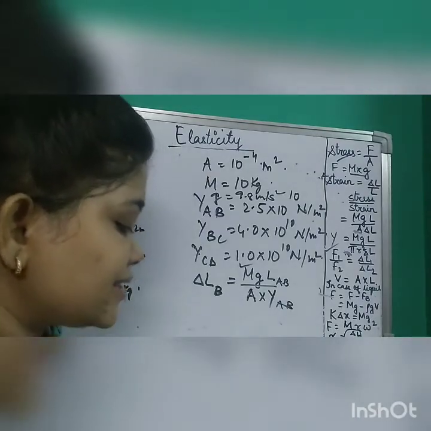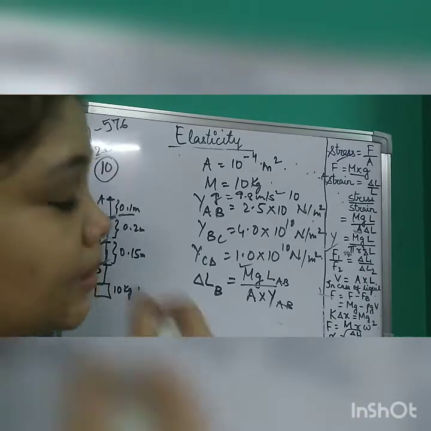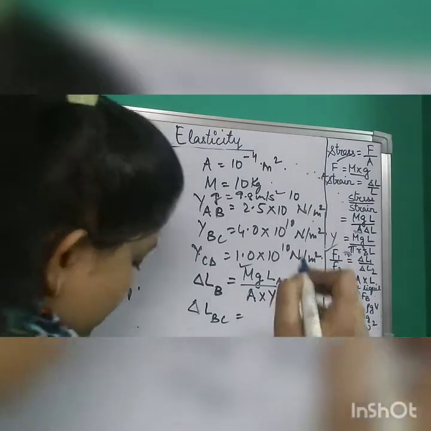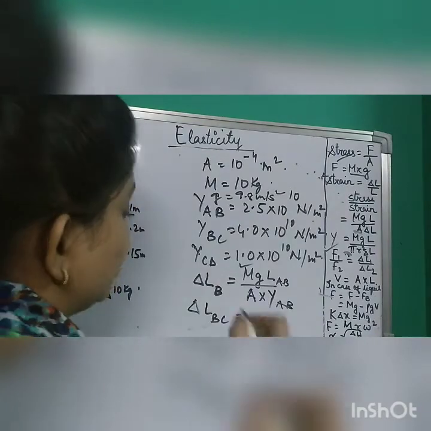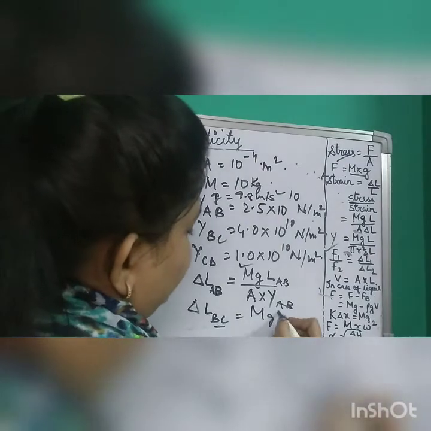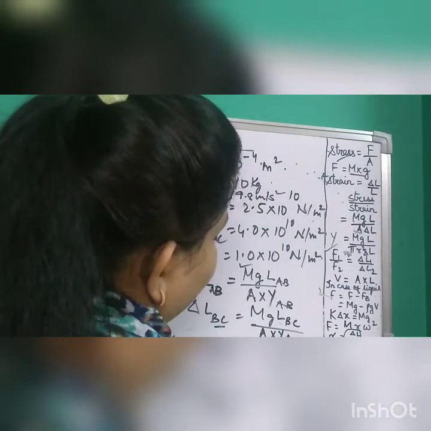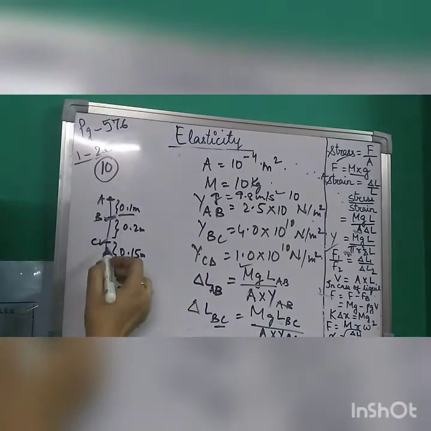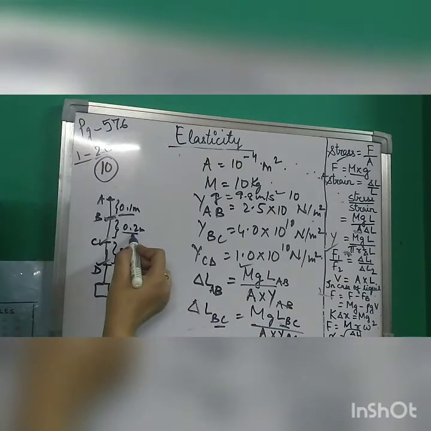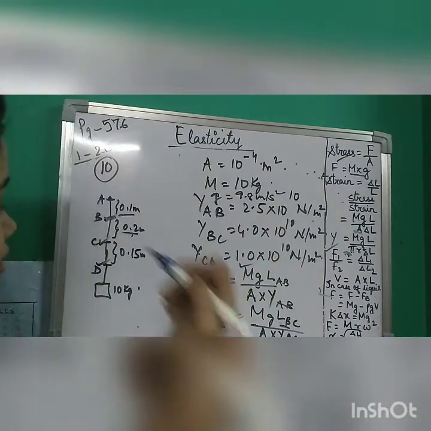Now, the increase in segment BC. To find out the increase in segment BC, delta L of BC, we have found AB and now we are finding BC. In the same way, mgL of BC by A into Y of BC. Just put it in. Remember, the length of BC is 0.2 meters, and Y of BC is given to you. Mass is the same, g is the same. Just put it in and get the answer.